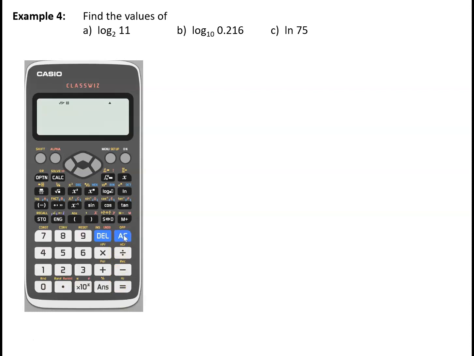Log to base 10 of 0.216, very much the same calculation, put 10 in as the base and then put the number 0.216 into the brackets. So that's minus 0.6655. And then finally the natural logarithm of 75. We use the natural logarithm button, put the number in, and it doesn't matter if you don't close the brackets off in this case. And we get 4.317.